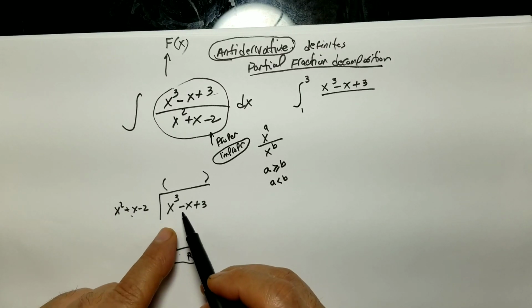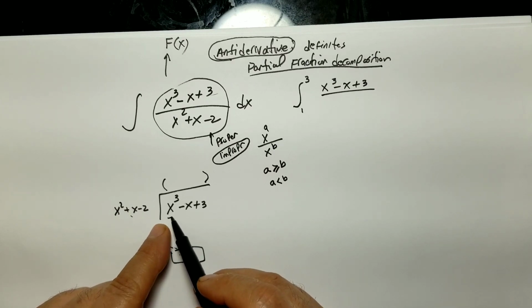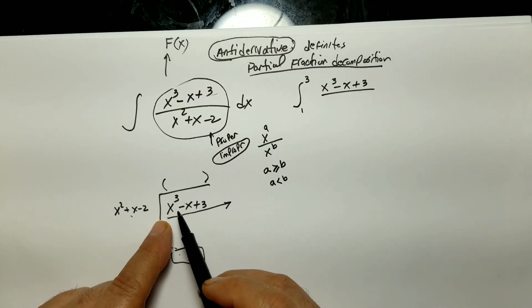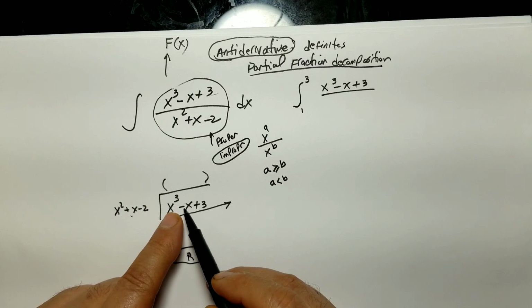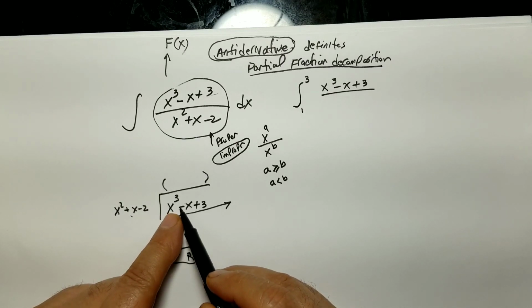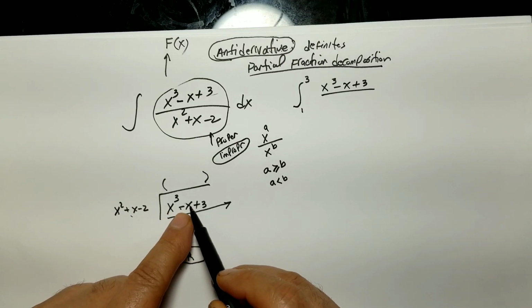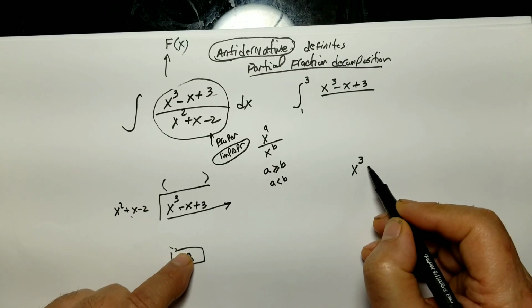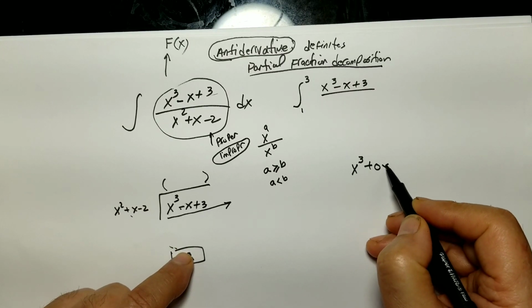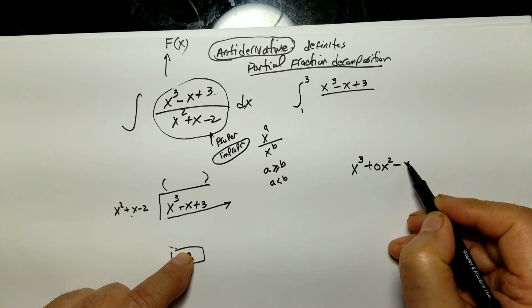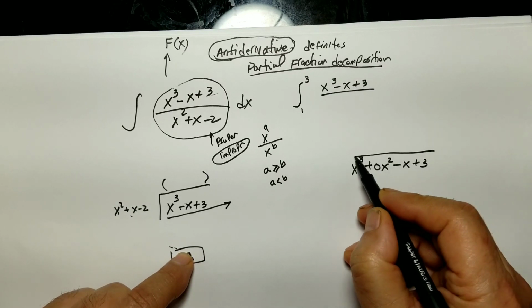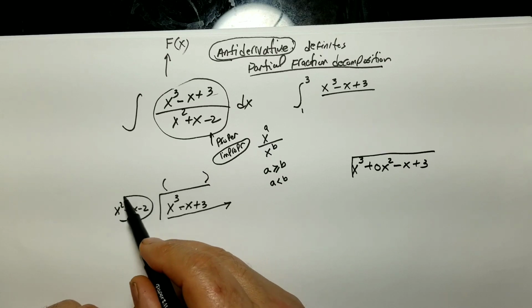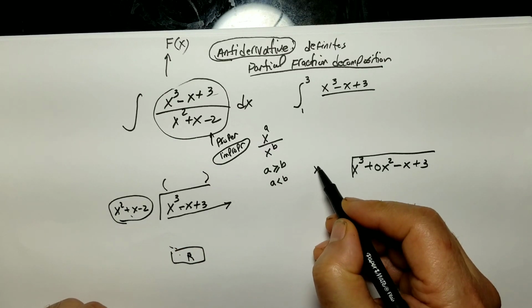Then every time you do long division, make sure your polynomial is in descending order. This is x cubed. I do not have x squared, so I have to add x squared. Then I have a power of 1. Then I have a power of 0. Therefore, I'm going to write x cubed plus 0x squared minus x plus 3 divided by x squared plus x minus 2, but this is already in descending order.